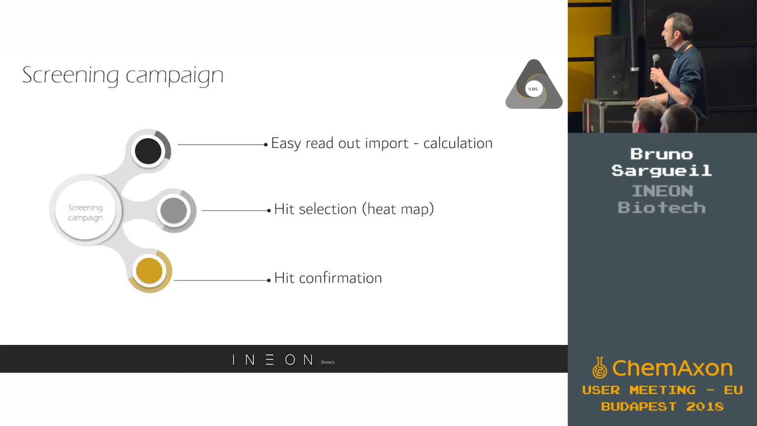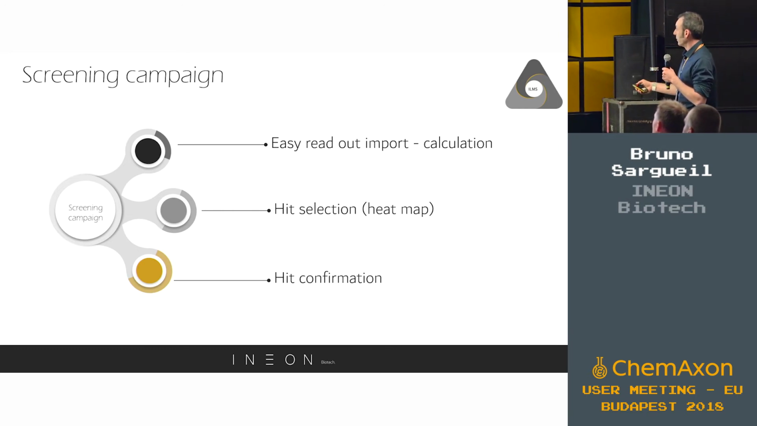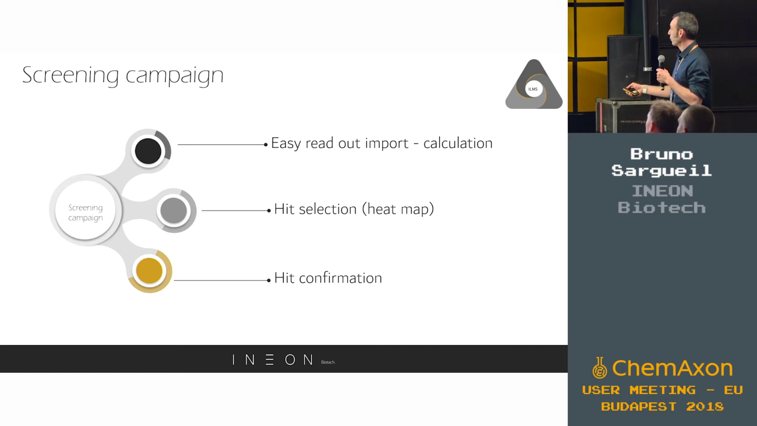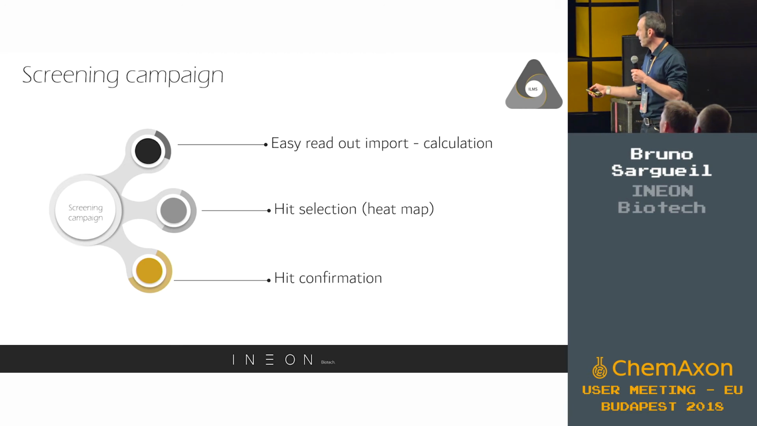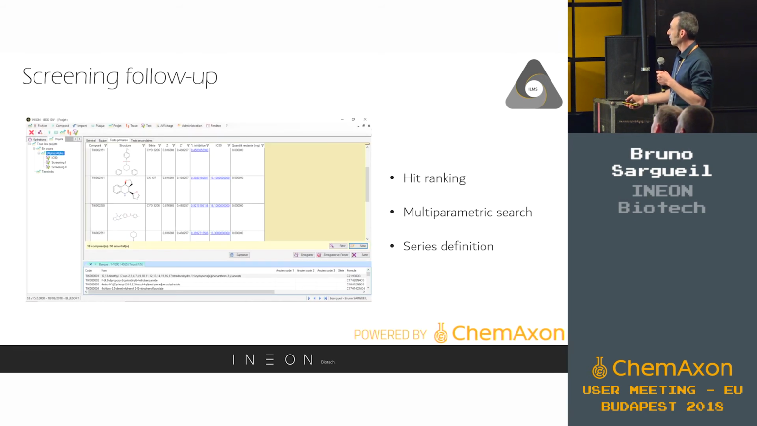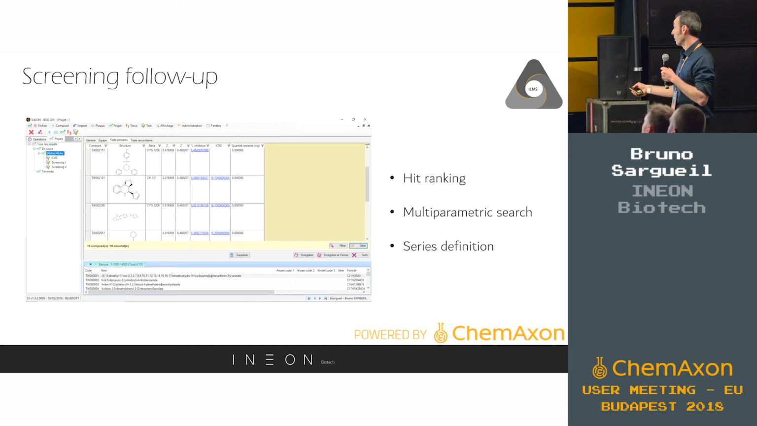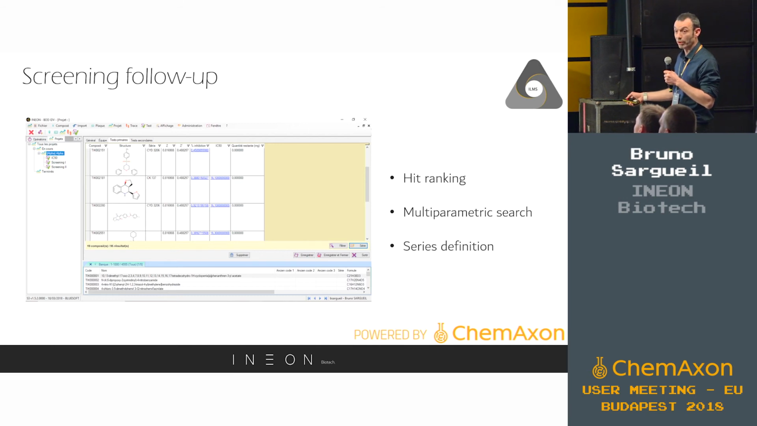For a screening campaign, it's more or less the same. You can easily import your results, your readouts, and then the software performs the calculations that you want. Then you can select the hits through a heat map, and then we've got a special interface for hit confirmation, which is this one, that allows hit ranking, multi-parametric search, and then you can rank them into series.